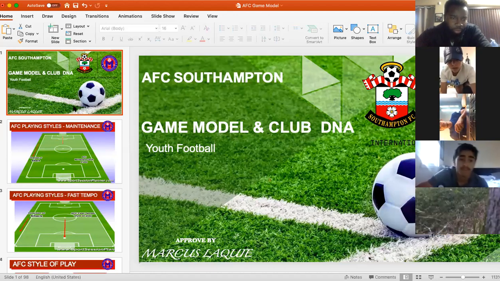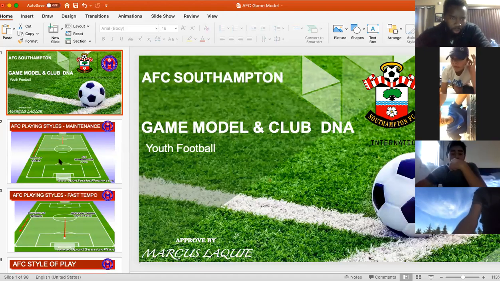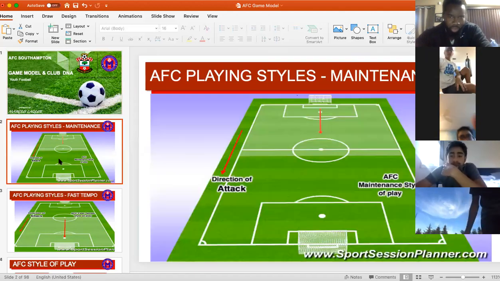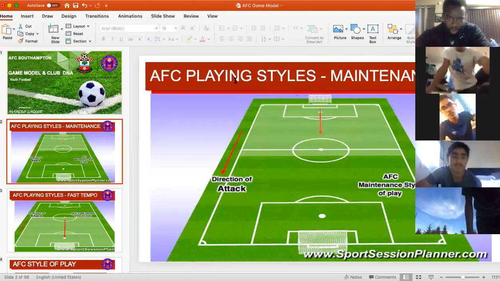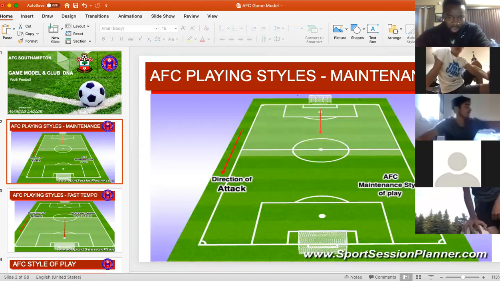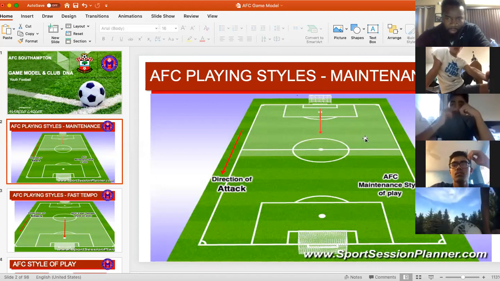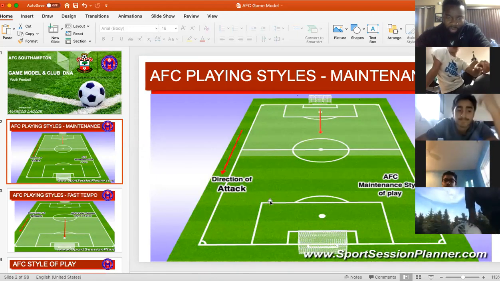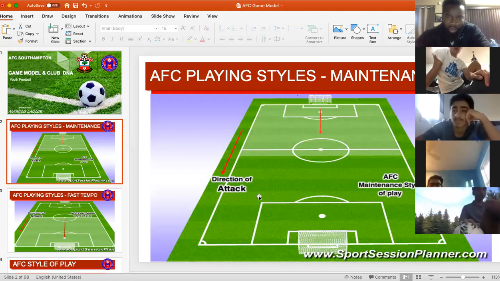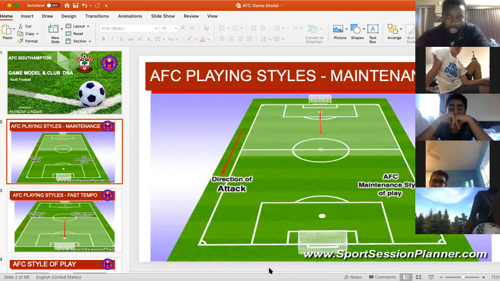All right. So we're gonna be talking about game model and club DNA. With the game model, the first thing we're gonna talk about is playing style, maintenance. Maintenance is a playing style where you keep possession in your own half, and suck the other team out of their half. Once they get into your half, you attack them from the back. You play in and behind them, and you attack them.